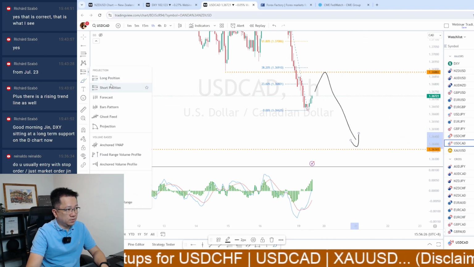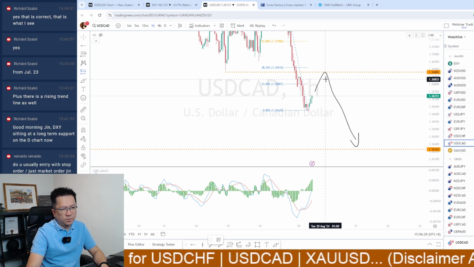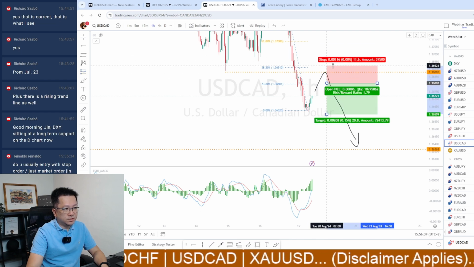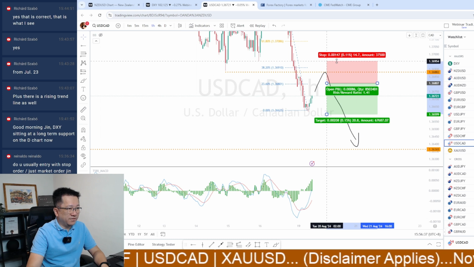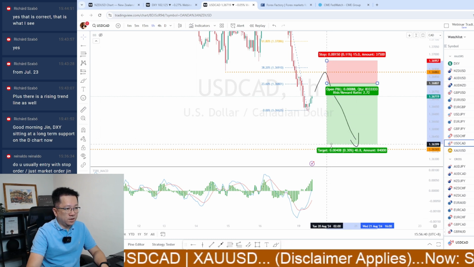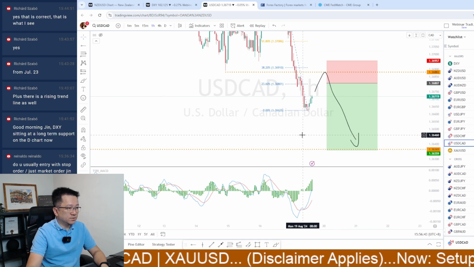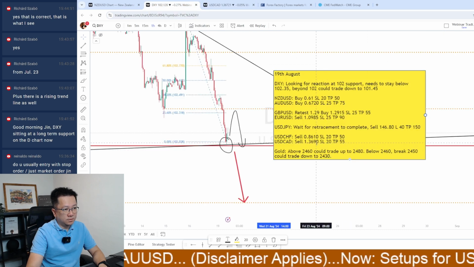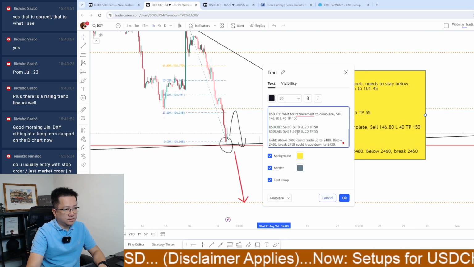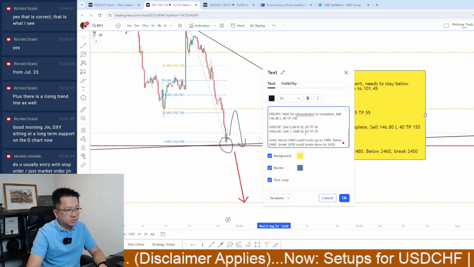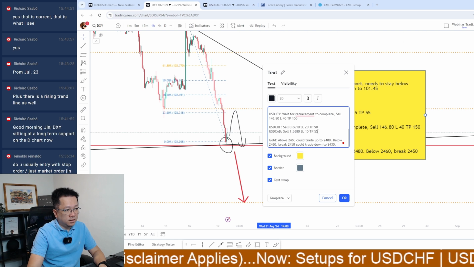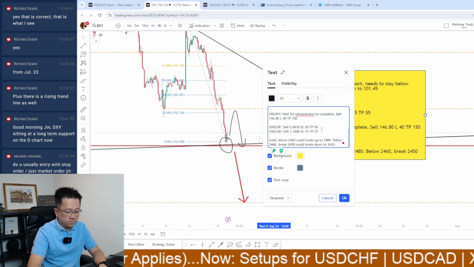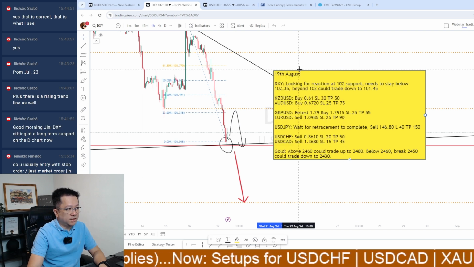All right, so I would be looking at 1.3680, stop loss 15 at the very most. Take profit, you have 20, you have 45 to the downside. 1.3680. Stop loss 15. Take profit 45 to the downside.